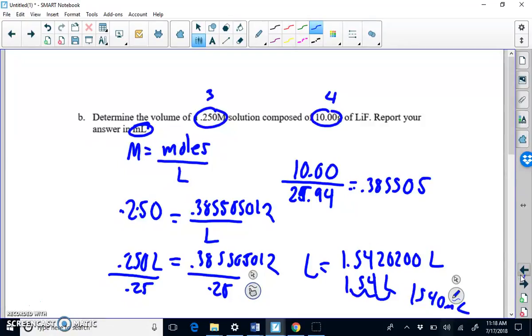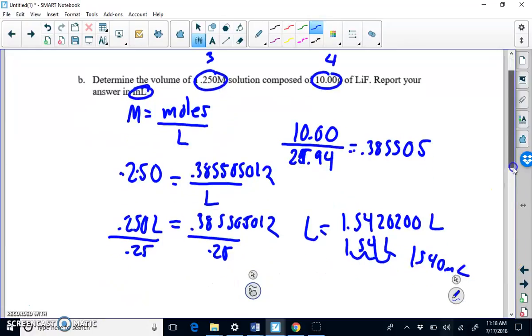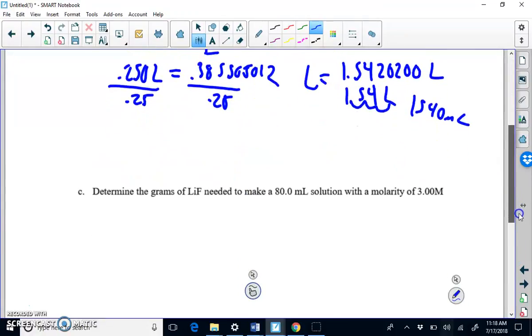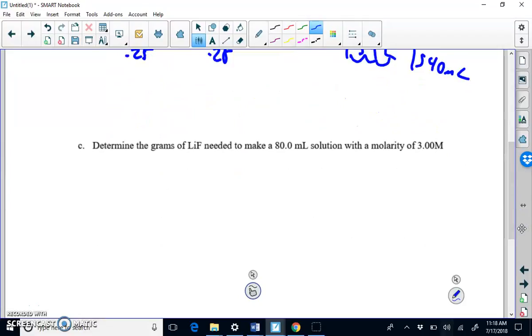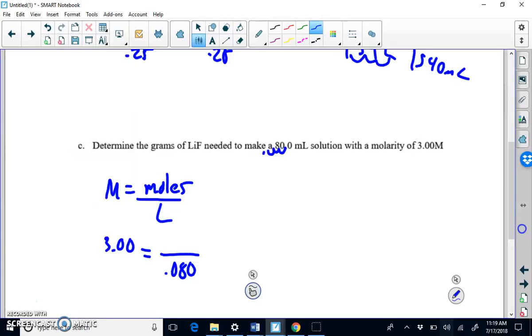All right, on to the last type of problem. This question is asking you to determine the number of grams. So we have our molarity equation. Molarity is moles over liters. We can put the molarity in there. It's 3.0. And we can put the liters in there, and we got to convert this. 1, 2, 3. So 0.080. And we got to solve for moles on top. So again, cross multiply. Moles equals this times this.